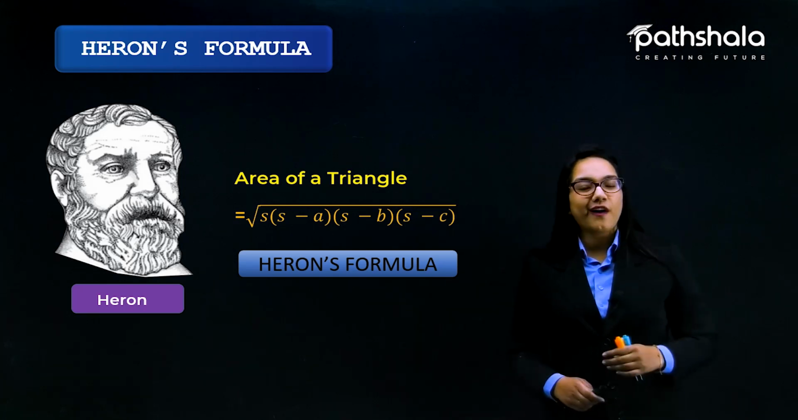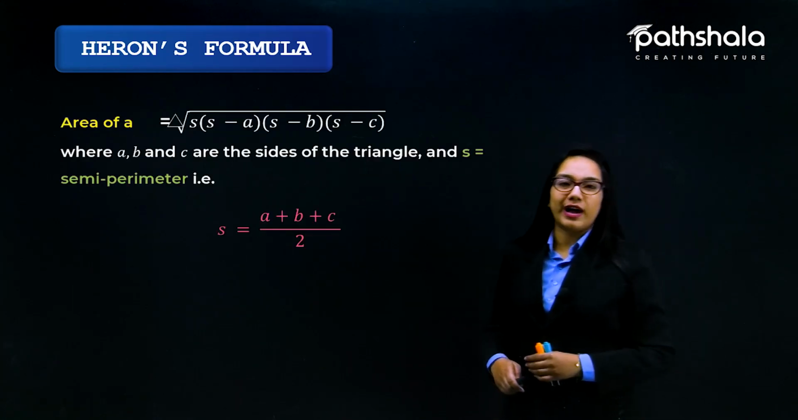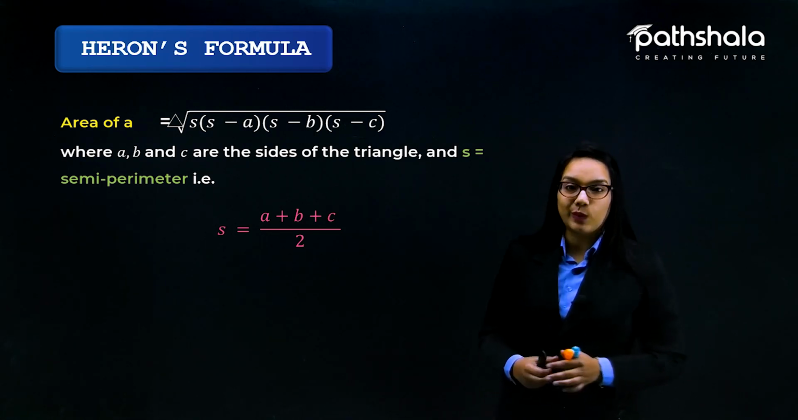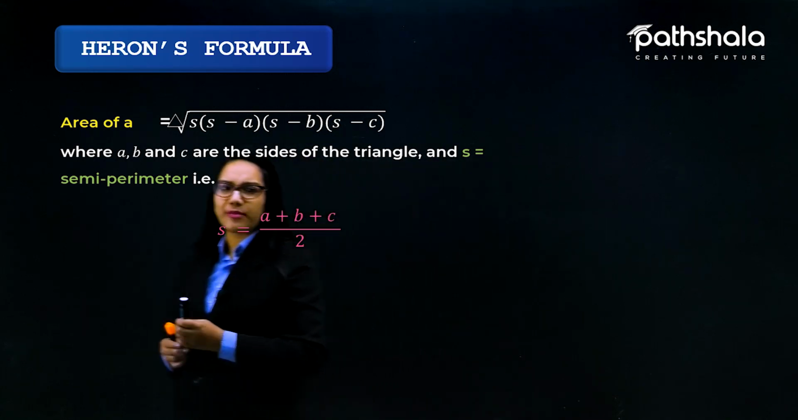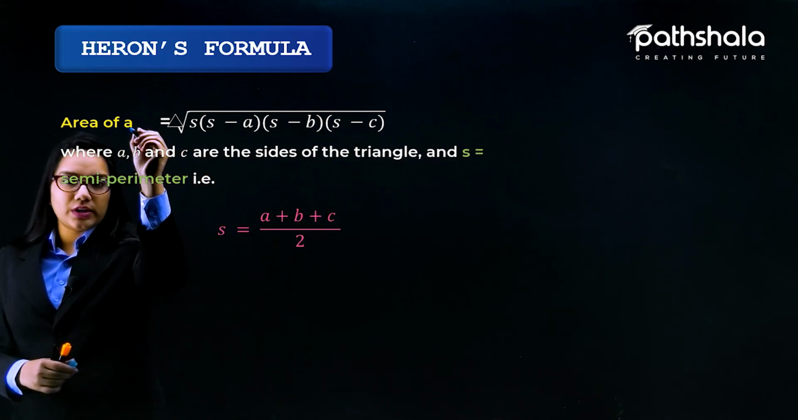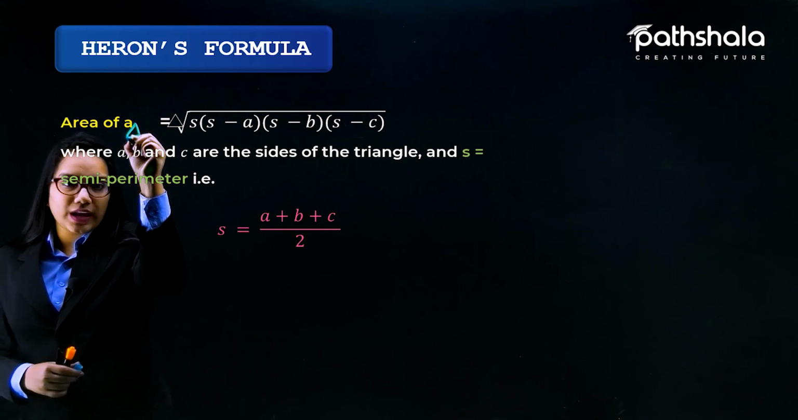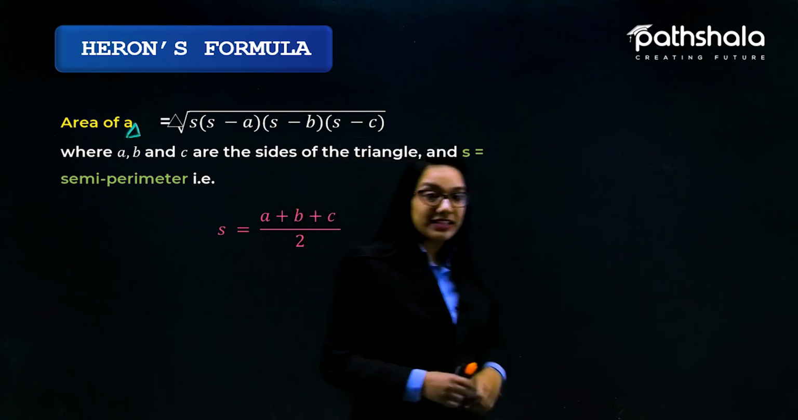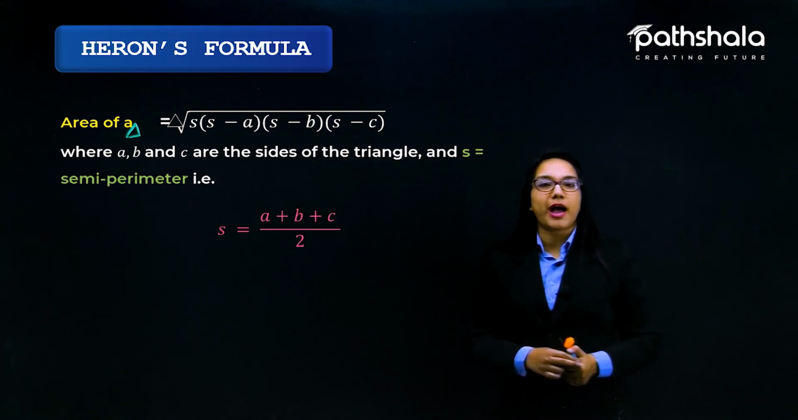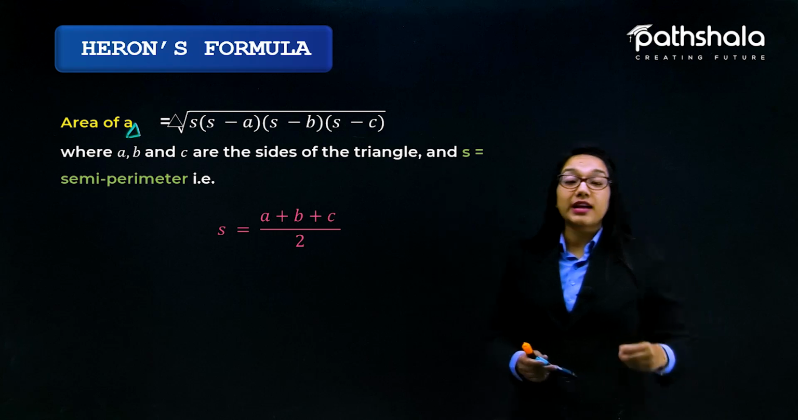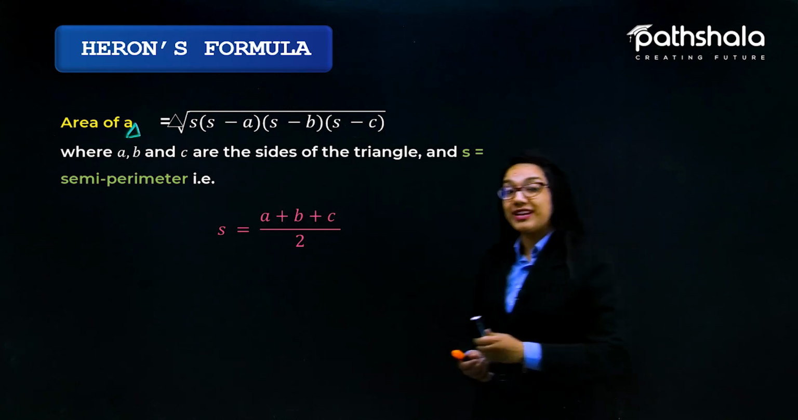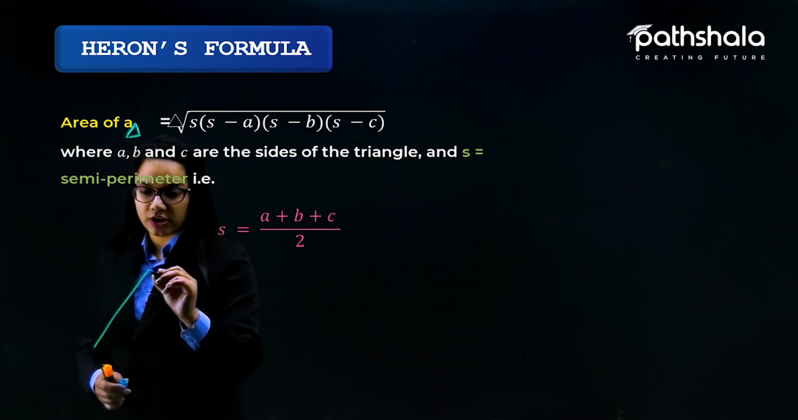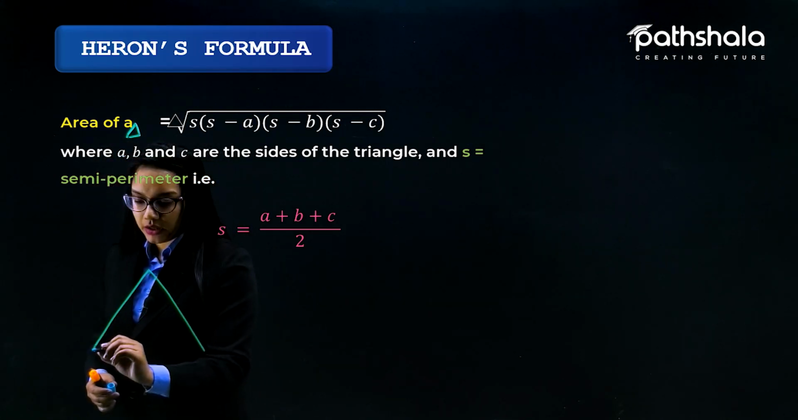Now let us suppose I'm talking about this formula again. The area of the triangle is equal to the square root of s into s minus a, s minus b, s minus c, where a, b, c are the sides of a triangle. Let us suppose I am drawing a triangle over here, so this is my triangle.